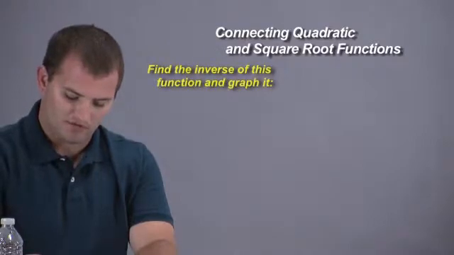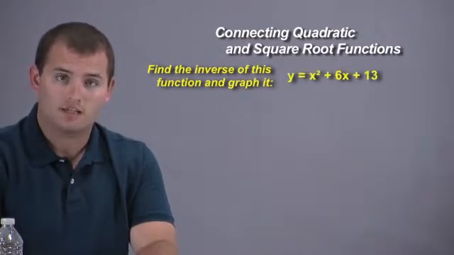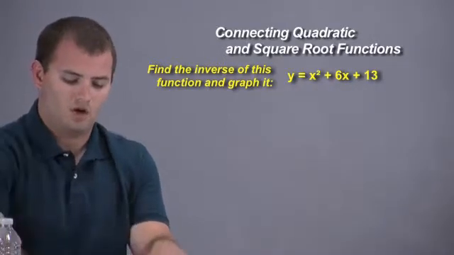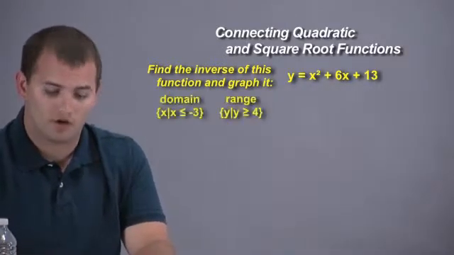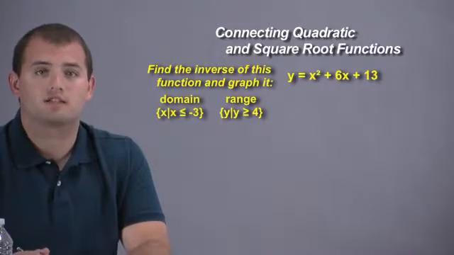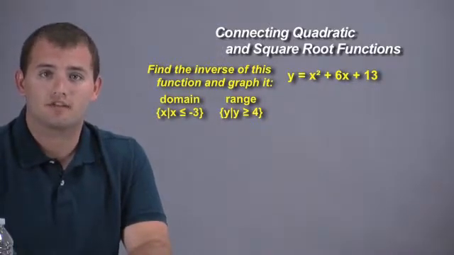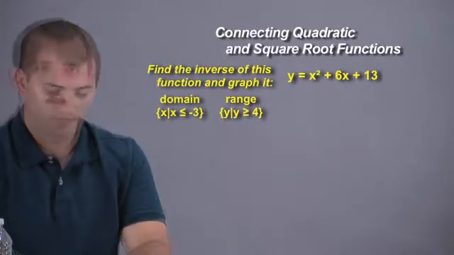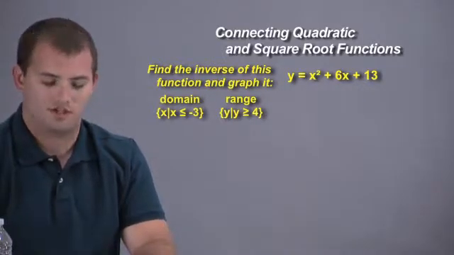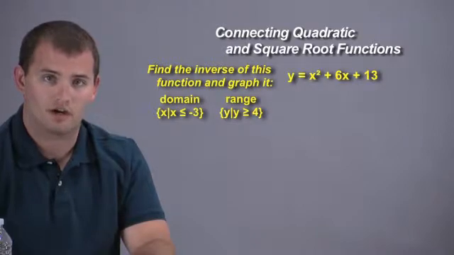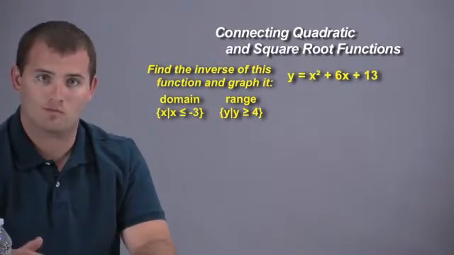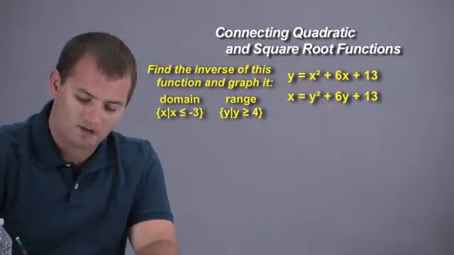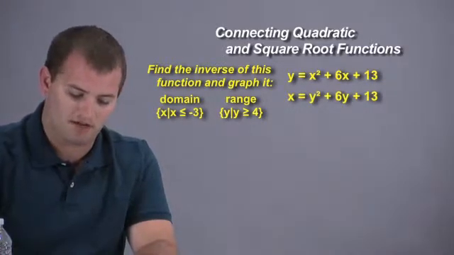Find the inverse of this function and graph it. Y is equal to x squared plus 6x plus 13. Where the domain and range are given as x such that x is less than or equal to negative 3, and y such that y is greater than or equal to 4. Now we need to solve this equation for its inverse. First, we'll interchange the variables. Where x was, we'll put y, and where y was, we'll put x. So our equation becomes x is equal to y squared plus 6y plus 13.